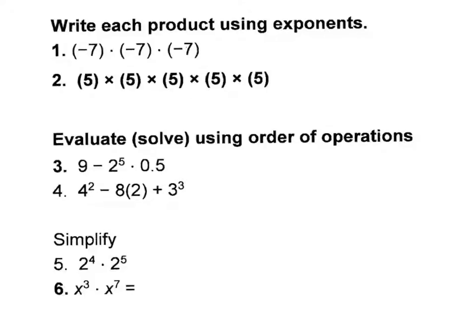So I have a negative 7 times negative 7 times negative 7. Well, this one is going to be negative 7 to the third power because it's the base times itself 3 times, and that's what the exponent tells us. So number 2 is going to be 5 times 5 times 5 times 5. The other way to write this would be 5 to the 1, 2, 3, 4, 5th. 5 to the 5th.